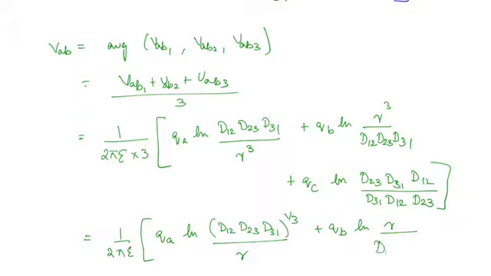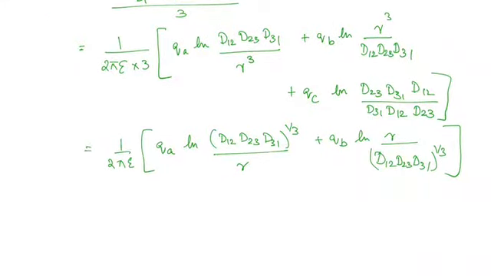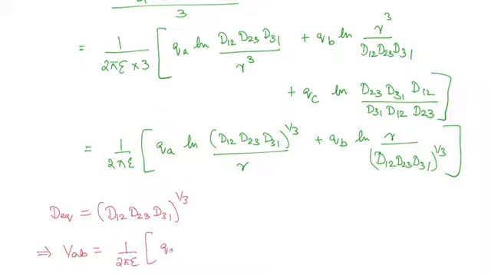plus QB ln R by D12, D23, D31 to the power 1 by 3. Here we will take this D12, D23, D31 to the power 1 by 3. It is nothing but the geometric mean, right? But we will discuss geometric mean later. For now we will take this as D equivalent. Then what will be VAB? You're going to be left with 1 by 2 pi epsilon QA ln D equivalent by R plus QB ln R by D equivalent.